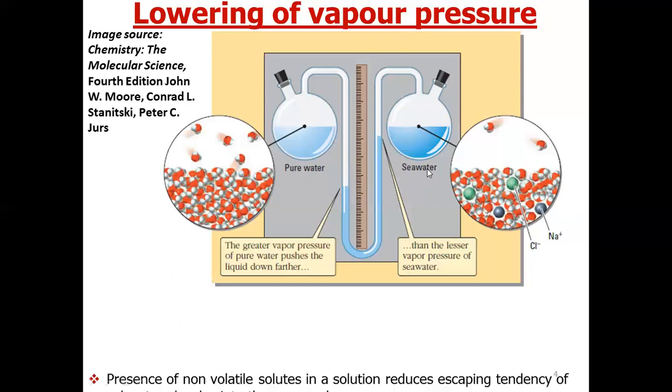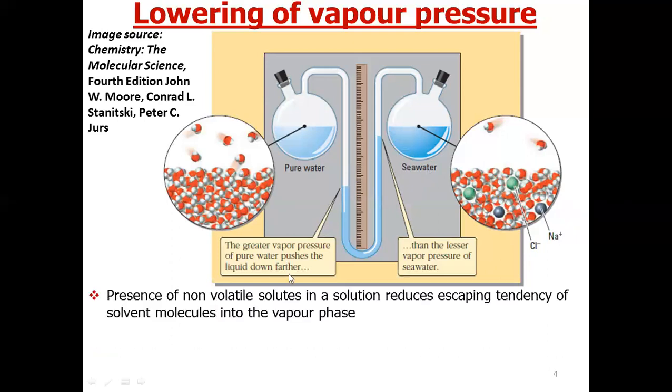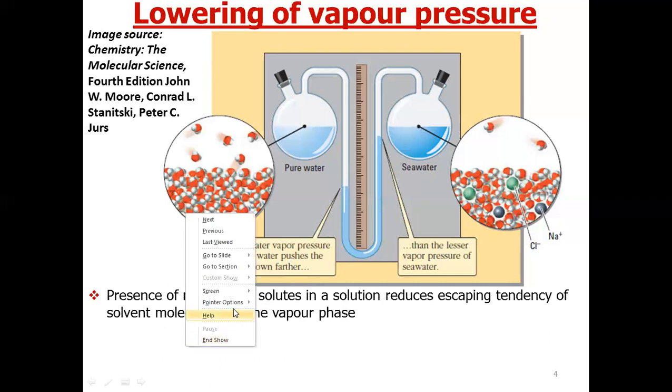So what does it mean? These two flasks vary in that one contains pure water and the other contains water plus some non-volatile solutes like NaCl. So the presence of non-volatile solutes in a solution reduces the escaping tendency of the solvent molecules into the vapor phase. Now let us try to understand it slide wise.